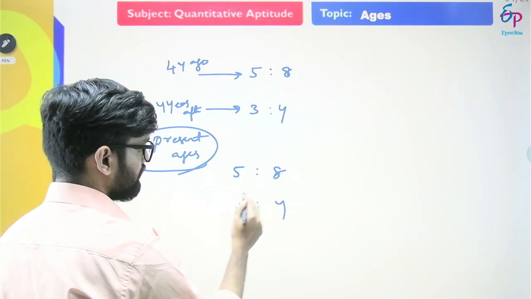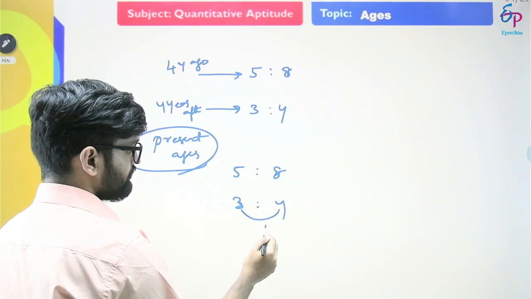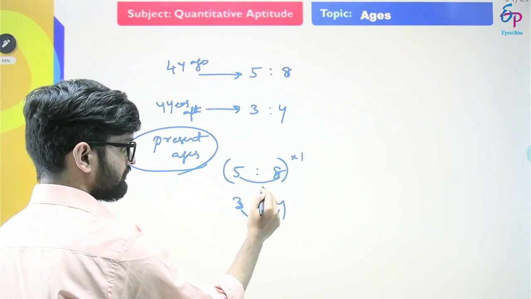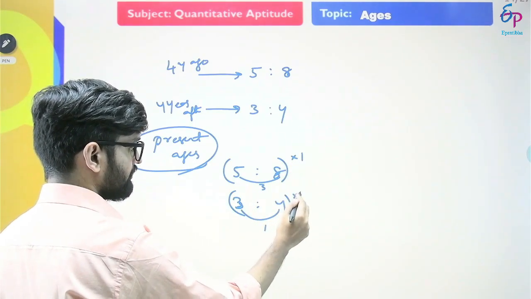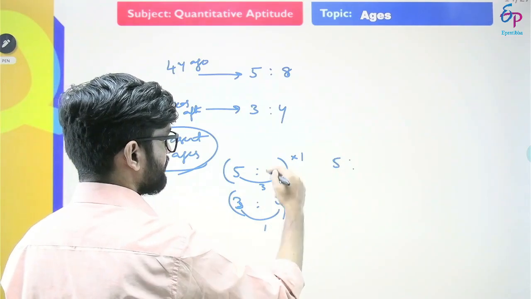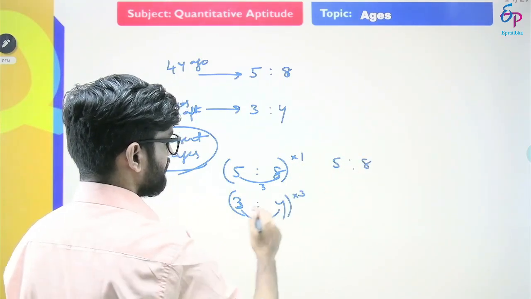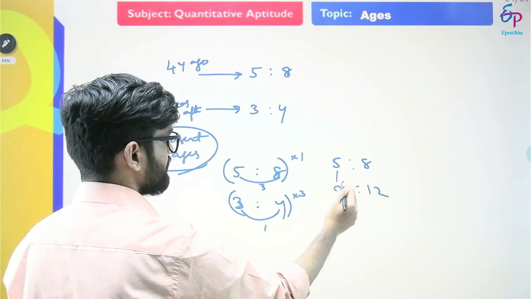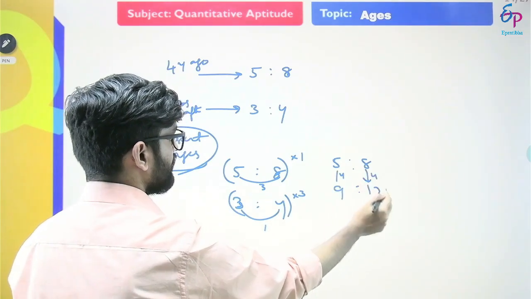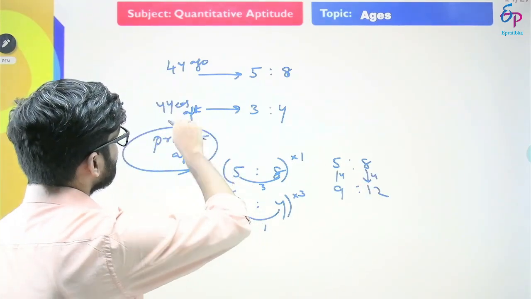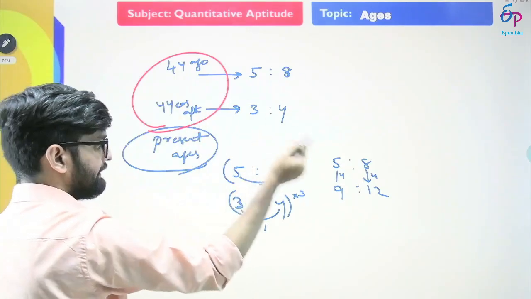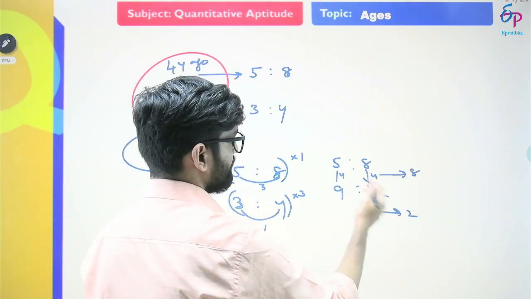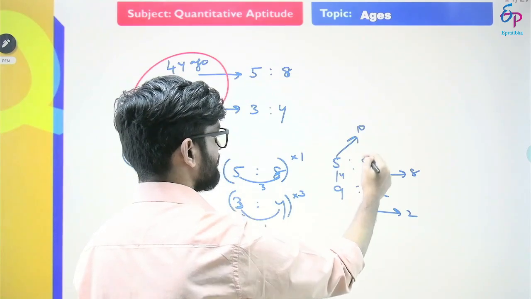This part difference you multiply with this one. So the ratio will become 5 into 1 is 5, 8 into 1 is 8, 3 into 3 is 9, 4 into 3 is 12. What is the part difference? 4. 4 parts is equal to how much? 4 parts is equal to total, this is 8. 4 parts is equal to 8 means 1 part will be 2. 1 part is equal to 2 means 5 parts is equal to 10.